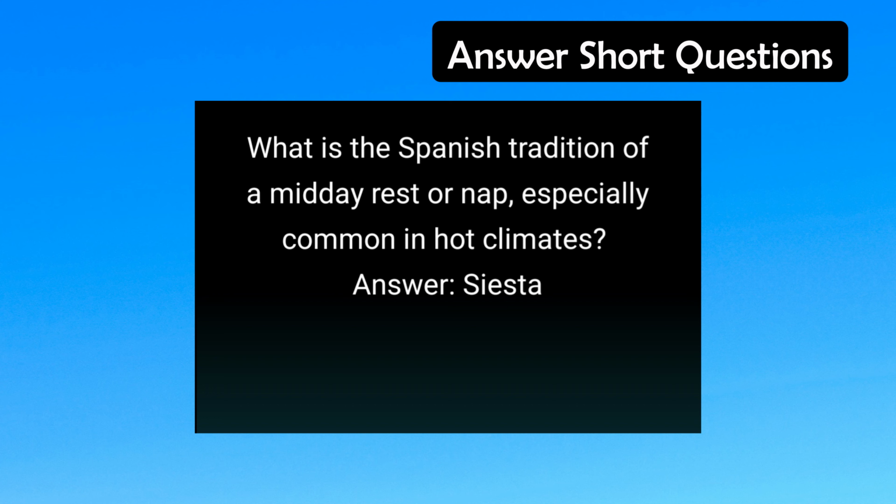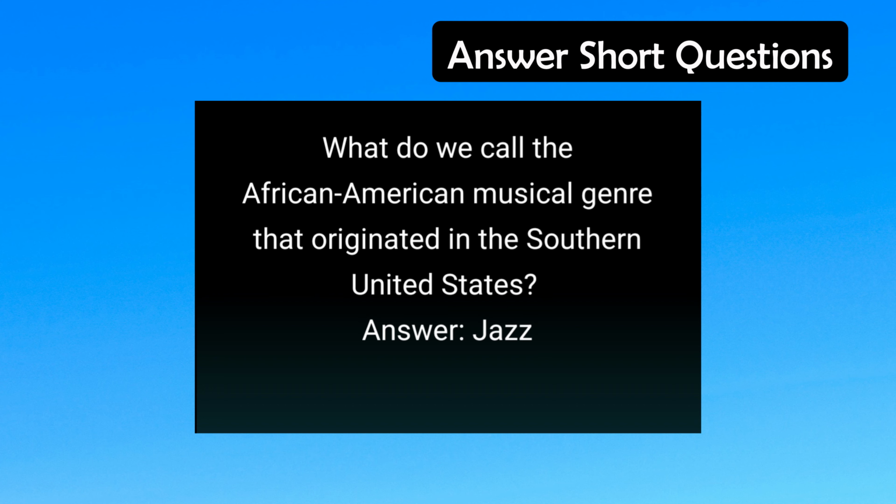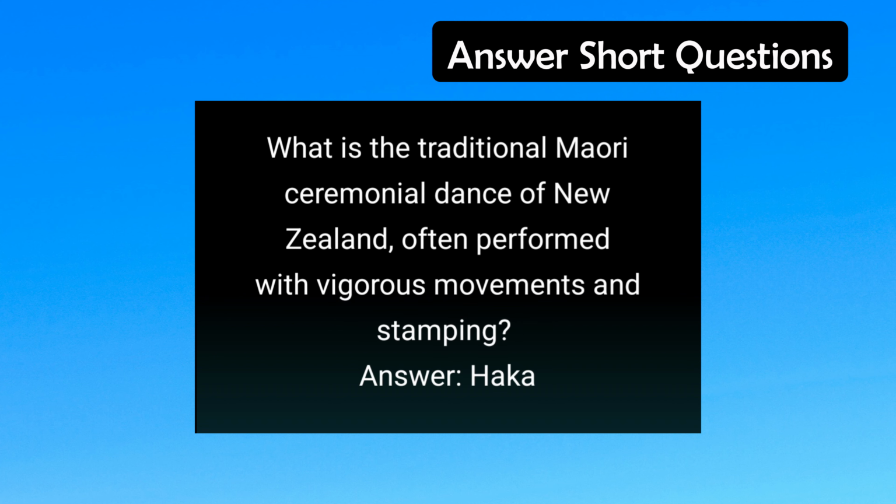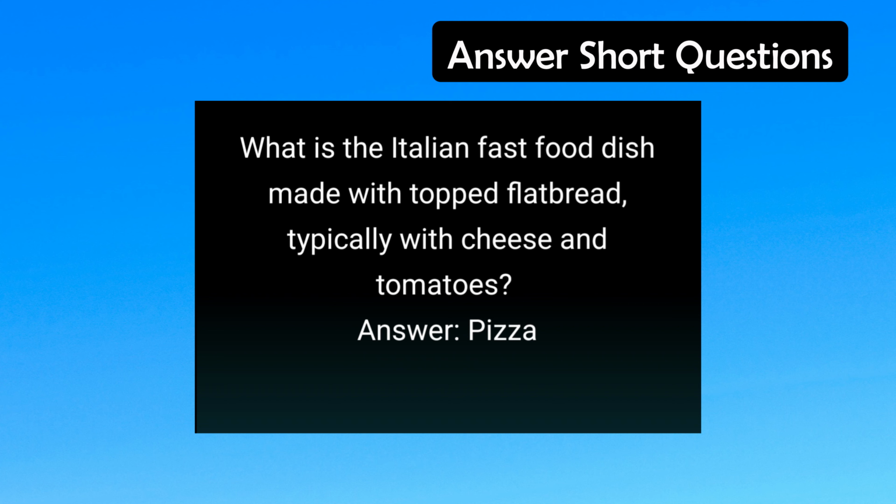Answer: siesta. What do we call the African American musical genre that originated in the southern United States? Answer: jazz. What is the Japanese term for a meal consisting of raw fish or meat thinly sliced and served with a dipping sauce? Answer: sashimi. What is the traditional Maori ceremonial dance of New Zealand, often performed with vigorous movements and stamping? Answer: haka. What is the Italian fast food dish made with topped flatbread, typically with cheese and tomatoes?